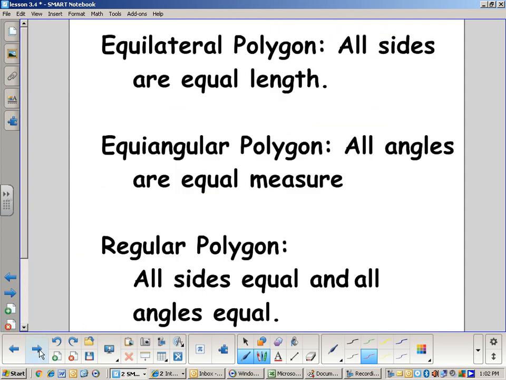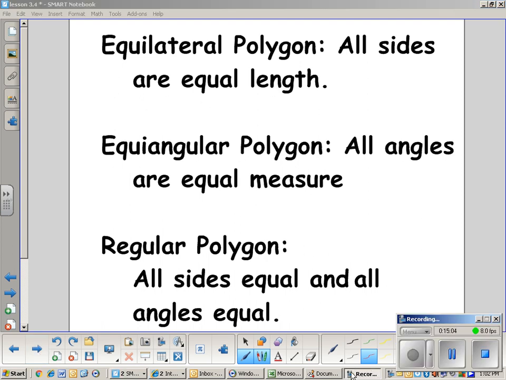All right, we have 3 terms that we need to make sure we understand. The first one is equilateral polygon. Well, we learned what an equilateral triangle was. It meant all 3 sides were the same length, right? Equilateral polygon means all sides are the same length. There's not just three of them. Equiangular means all angles are the same. And then regular means that all sides and all angles are the same.